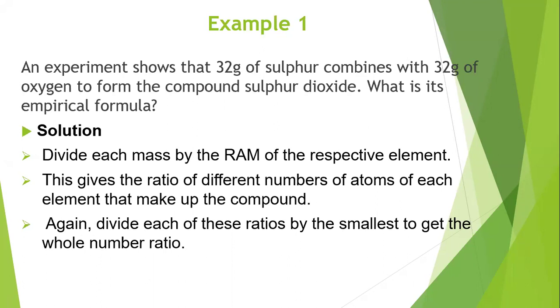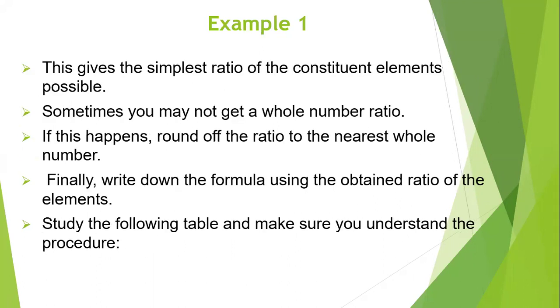Now, the solution is that first, divide each mass by the relative atomic mass of the respective element, that is, the RAM of the respective element. Then this gives the ratio of the different numbers of atoms of each element that make up the compound. Again, you also divide each of these ratios by the smallest to get the whole number ratio. We're going to see how it is displayed in a table in our next slide. This gives the simplest ratio of the constituent elements possible.